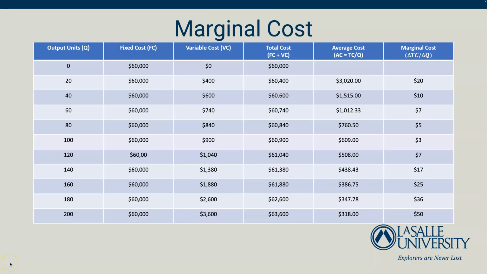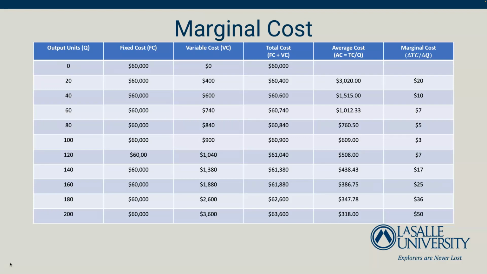To see this numerically, consider the following table from Chapter 4. Here we have the output units on the far left, and then fixed cost and variable cost, the sum of which gives us the total cost of production. Average cost is just that total cost divided by Q. So when producing 200 units or seeing 200 patients, the total cost is $63,000, and the average cost, or cost per patient, is $318.